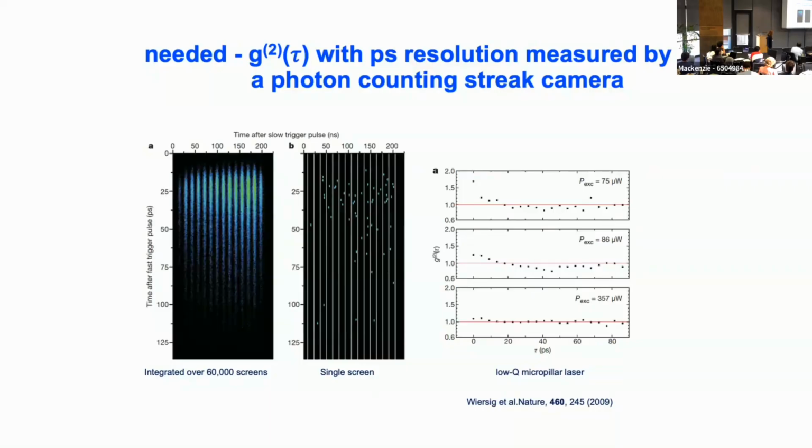They're looking at lasing from a micro pillar system, and they see as they change the pumping rate here, and they're measuring G2 of tau on a picosecond timescale, they can see as they increase the input power the transition to a lasing setup right here. So that's where we want to go.